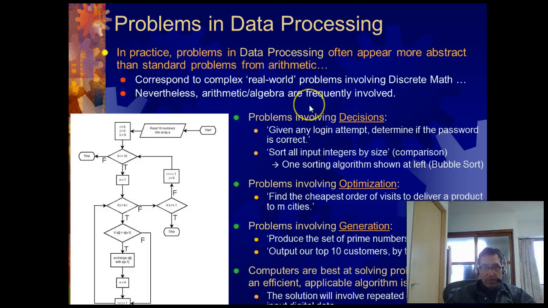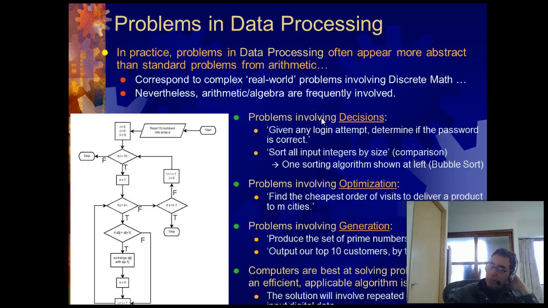Okay, so let's look at some typical problems in data processing. In practice, problems in data processing often appear more abstract than standard problems from arithmetic. So if you compare these, like finding the greatest common divisor, it's a little bit more than just doing a simple arithmetic operation. They also correspond to complex real-world problems involving discrete math, maybe. Nevertheless, arithmetic and algebra are frequently involved.